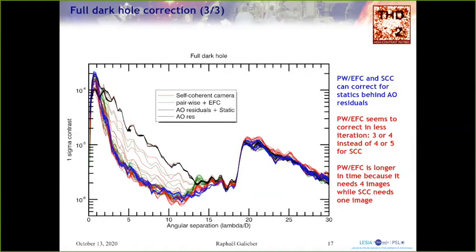Then in blue is the level that we get if we add no statics. So it's the best we can get. And then in green and red, we have the different iterations using the two focal plane wavefront sensors, and we can see that both of them get to what we can reach. So meaning we are able to correct for quasi-statics using focal plane wavefront sensors behind AO residuals.